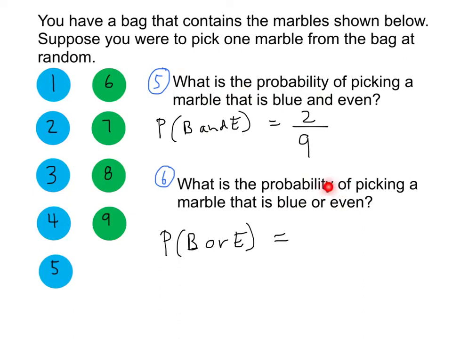For 6, probability of picking a marble that is blue or even. In other words, we could think about saying we would win if the marble that's picked is blue or if it's even. So what's the total number of ways to get a marble that's blue or even? Well, there are 5 that are blue, and then the ones that are even that haven't been counted yet are the 6 and the 8. So there's 5, 6, 7. 7 that are blue or even out of 9.